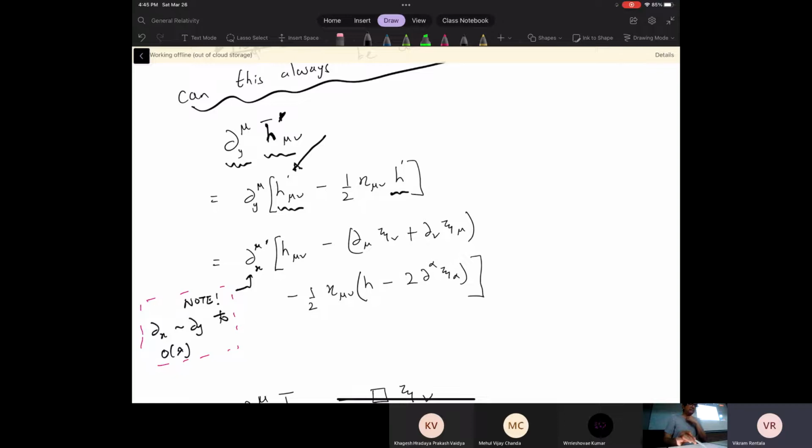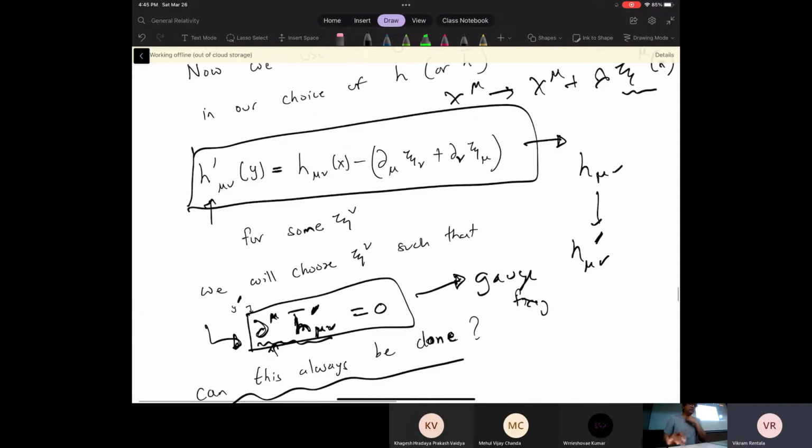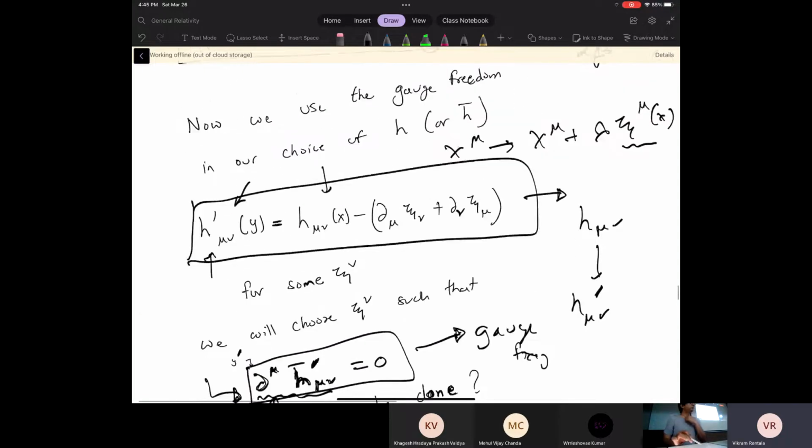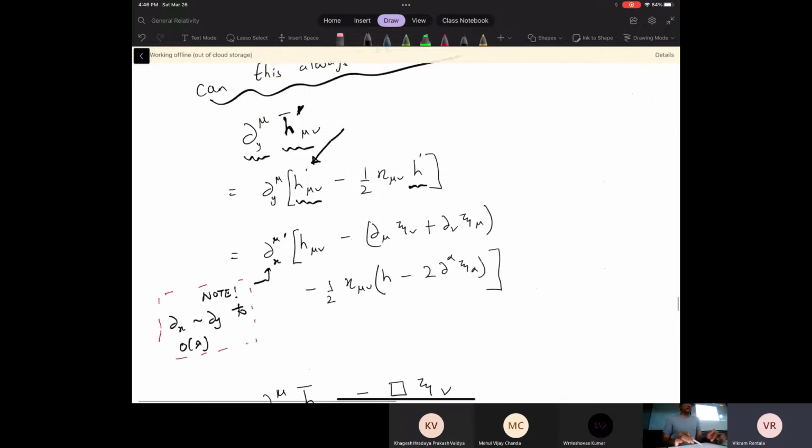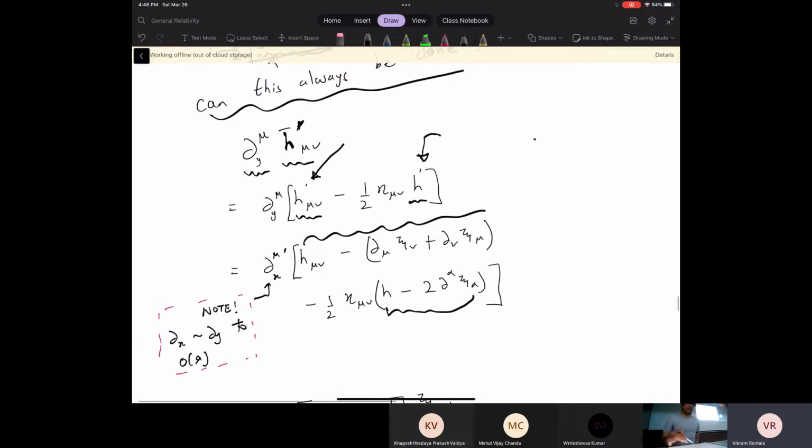In the x coordinate system, this h prime mu nu is related to h mu nu through this equation, through this dictionary, which takes us from one coordinate system to another. So we'll plug in this dictionary for h mu nu, and we'll also have to plug in the dictionary for h, and you can show that it transforms like this. That's easy to see, right? Basically, I just take the trace of this term. That's just partial mu psi, partial psi. And I have minus half h eta mu nu times this.